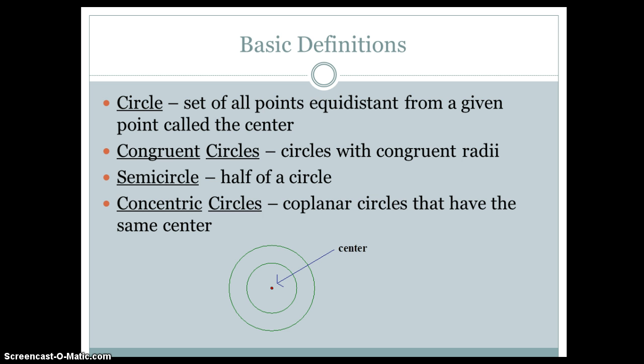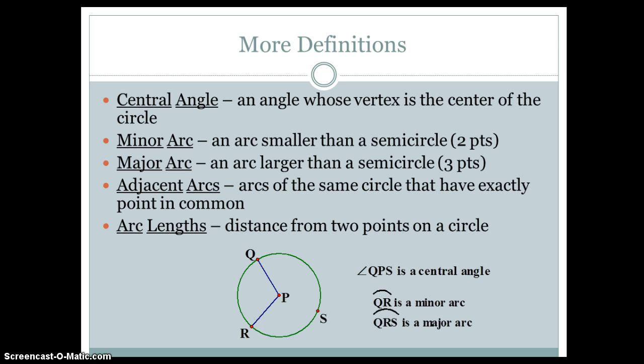A semicircle is half of a circle, and concentric circles are coplanar, meaning on the same plane, circles that have the same center. So right below the definition you see a set of concentric circles. If you think of a bullseye target, those are concentric circles. Now, here are some other important definitions.